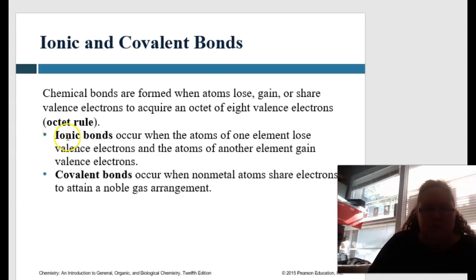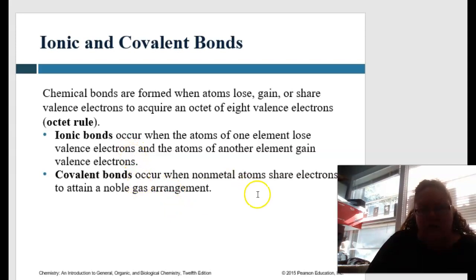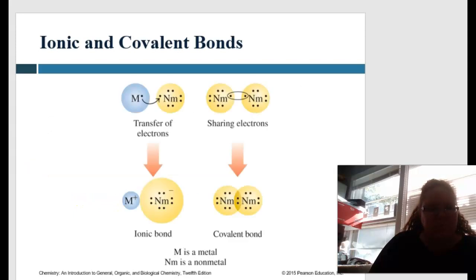So the two definitions here for you guys to remember are that ionic bonds occur when the atoms of one element lose the valence electrons and the atoms of the other element gain those electrons, where covalent bonds occur when they're sharing. Okay, so ionic bonds, it's like it's me, I, and I'm taking it all. Where covalent, they're going to be sharing the electrons, and specifically, this is going to attain a noble gas arrangement.